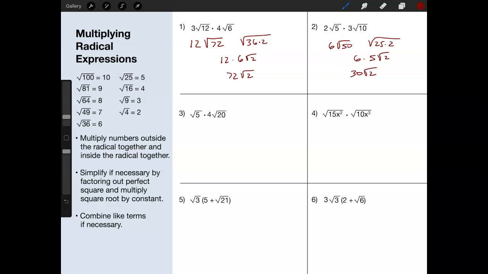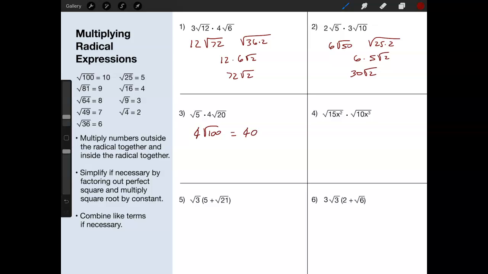For example number 3, we have the square root of 5 multiplied times 4 square root of 20. Since there is no number in front of square root of 5, it is assumed to be 1. So we have 4, and then 5 times 20 is 100. Now the square root of 100 is 10. 4 times 10 is 40.